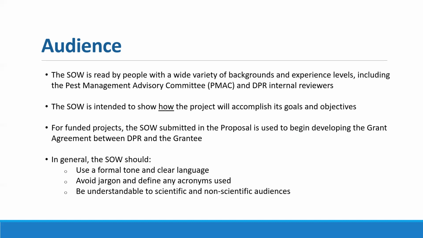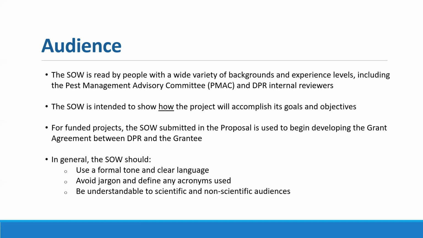So let's go ahead and discuss the audience for the scope of work. To fully understand this, I think it's really essential to understand that the scope of work has multiple roles. The first of those roles is that the scope of work makes up a large portion of the proposal application. And it is read by 2 groups who will be reviewing and ranking proposal applications. The first of those reviewer groups is going to be the Pest Management Advisory Committee, or PMAC. PMAC is a volunteer group made up of a wide variety of stakeholders, and they review proposal applications and provide DPR's director with a recommendation of which grants should be funded.